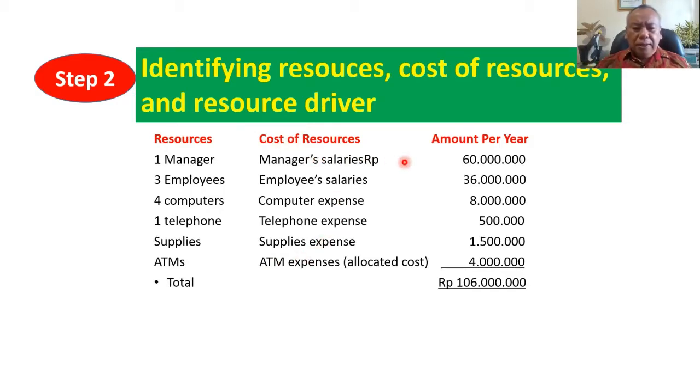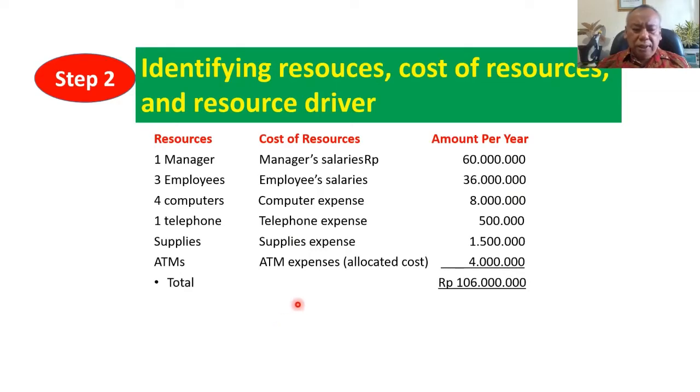So, for example, the manager salaries, the amount per year 60 million, and then employee salaries 36 million for 3 employees, computer expenses 8 million, 1 telephone expense 500,000, supplies expense 1,500,000, and ATM expense. Actually, we are using allocated cost for the ATM expense, allocated to other products like saving, transfer, or payment, for example, electric payment, right?